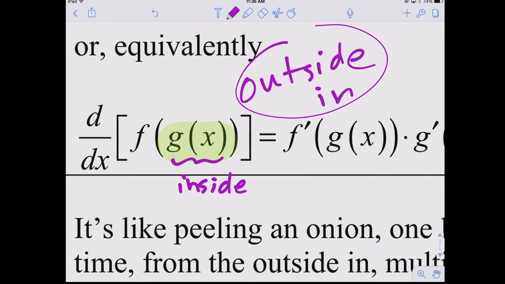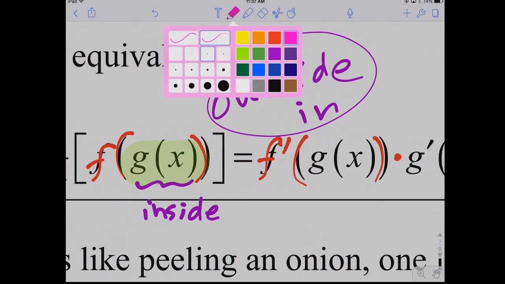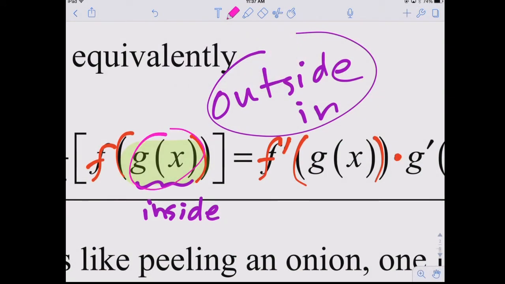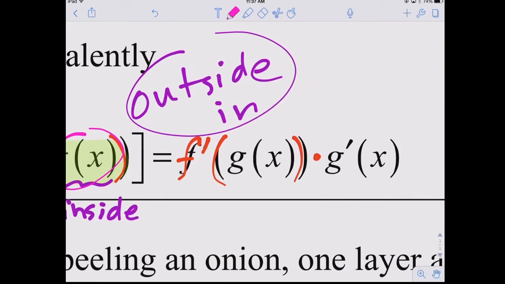That's the important part. So what's the outside function here? F of blob, right? So what's the derivative of f of blob? F prime of the same blob. And then put your little spot weld there for the chain link, right? Times, now you work inside one layer, and what do you see? You see the inside function, which is g of x. So now you're going to multiply by the derivative of g of x, which is g prime of x.